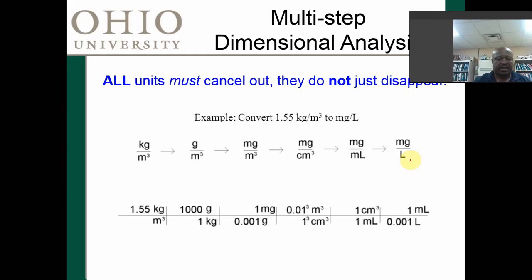Let's see here. And so here it is in this case. That first arrow is that one. Aha! 1,000 grams per kilogram. That second one, 1 milligram is 0.001 grams, or 1 gram is 1,000 milligrams, whichever way you formulate it is just fine.